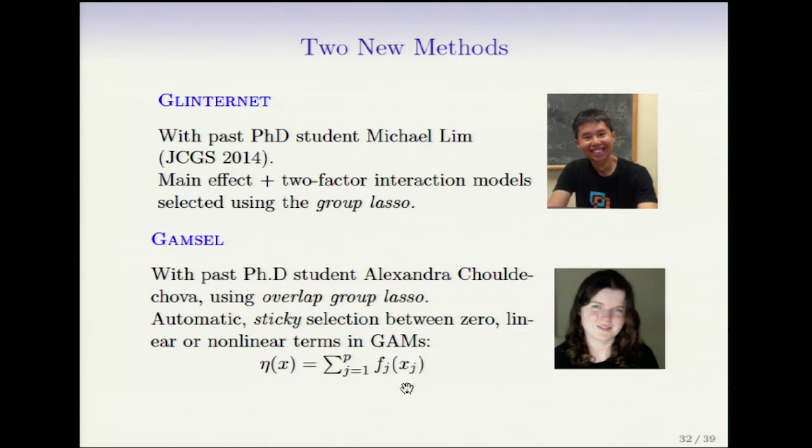Both of these methods use convex optimization methods. Glinternet is fitting linear models but with second order interactions and automatically finds interactions, and it uses a group lasso to do that. And GAMSEL is a way of fitting additive models. So additive models are like linear models, except for each variable you're allowed a nonlinear transformation of the variable, which is chosen adaptively from the data. And GAMSEL tries to automatically decide for a variable whether you want it to be in the model or not, whether it should be linear or not, and if it's nonlinear, how nonlinear it should be.